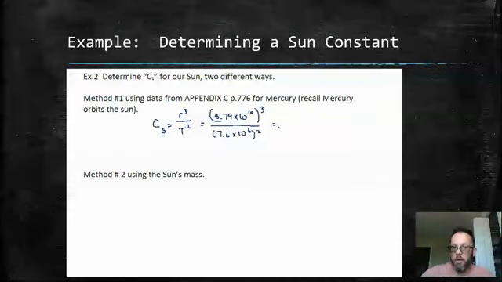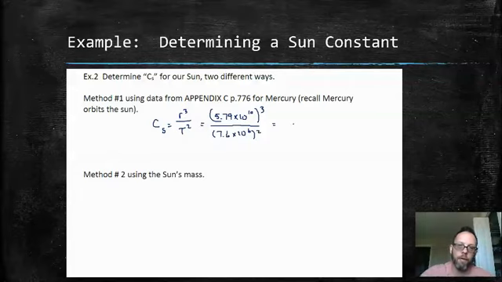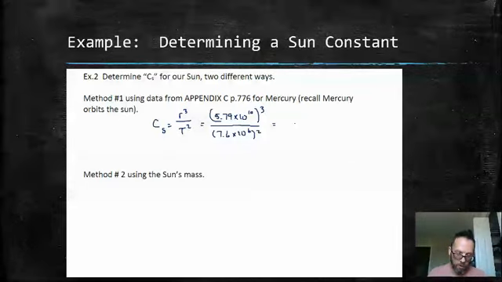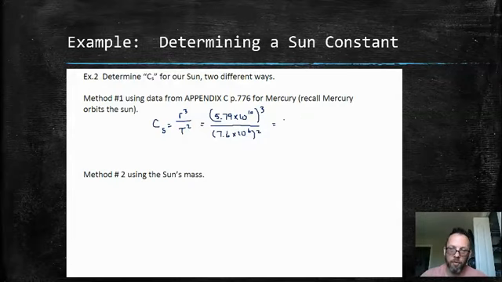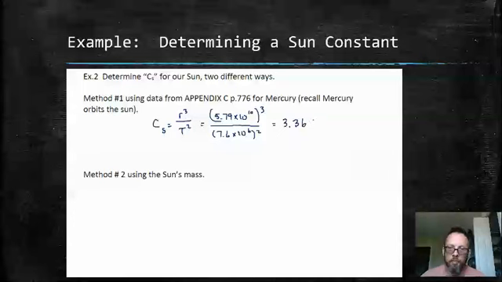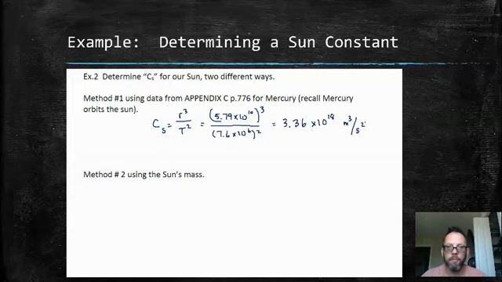And you'll notice for the units, we're going to get meters cubed per second squared for Kepler's sun constant. So let's crank this out. 5.79 times 10 to the 10, and we're cubing that, divided by 7.6 times 10 to the 6, and we're squaring that. So Kepler's sun constant for our sun is about 3.36 times 10 to the 18, and the units are meters cubed per second squared.